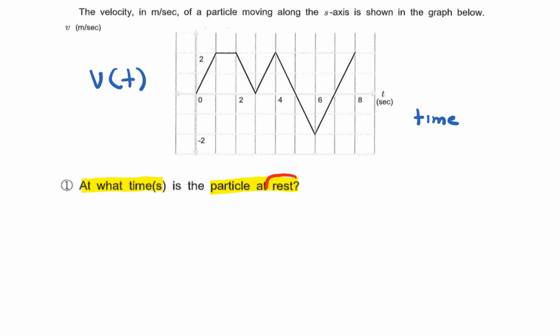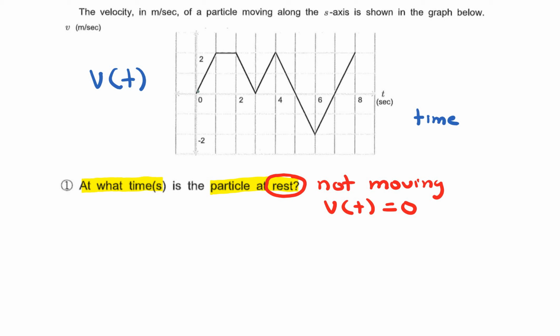When we're talking about a particle at rest, this basically means that the particle is not moving. And when you're not moving, that basically means that your velocity should be equal to 0. So when you're given a velocity time graph, you're basically looking for the x-intercepts.